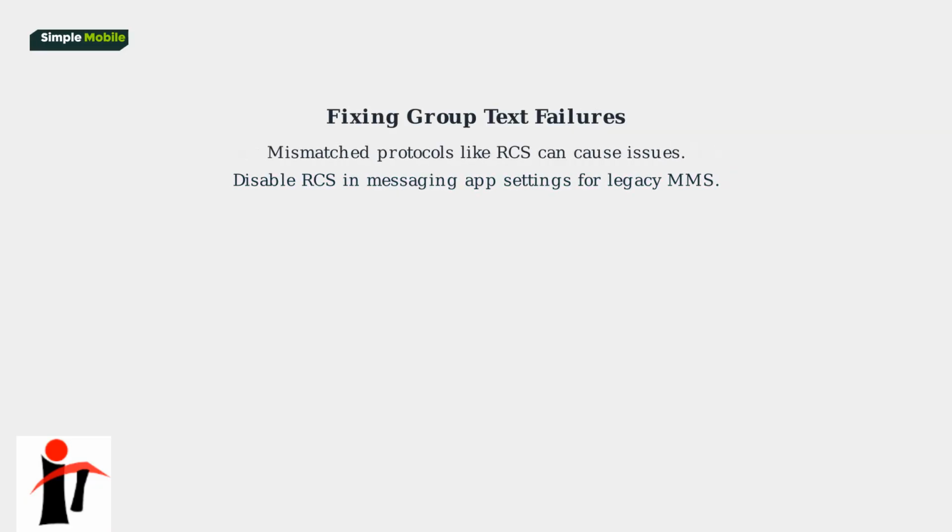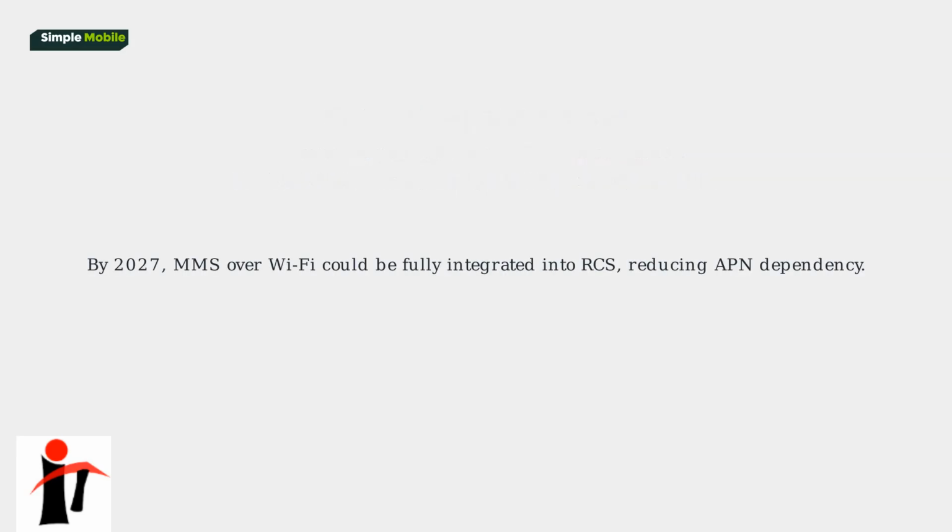For group text failures, mismatched protocols are often the culprit. Try disabling RCS in your messaging app settings to ensure everyone is using legacy MMS. By 2027, MMS over Wi-Fi could be fully integrated into RCS, reducing APN dependency. If problems persist, contact Simple Mobile support at 1-877-878-7904.